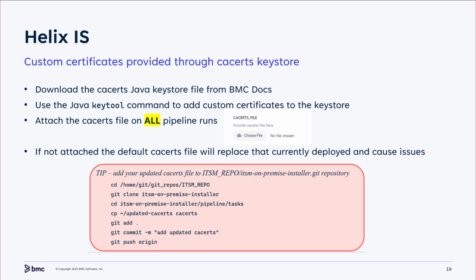There is a way to try and avoid that. You can actually commit or check in your CA certs file to the Git repositories that Jenkins uses. So that's the tips at the bottom of the screen there, the steps to actually take your updated CA certs file, the one that you downloaded from BMC and that you've added your own certificates to, and replace the out-of-the-box one that's in those Git repositories with that. So then it doesn't matter whether you remember to attach the CA certs file or not, because the one that's in the repositories is always the correct one.